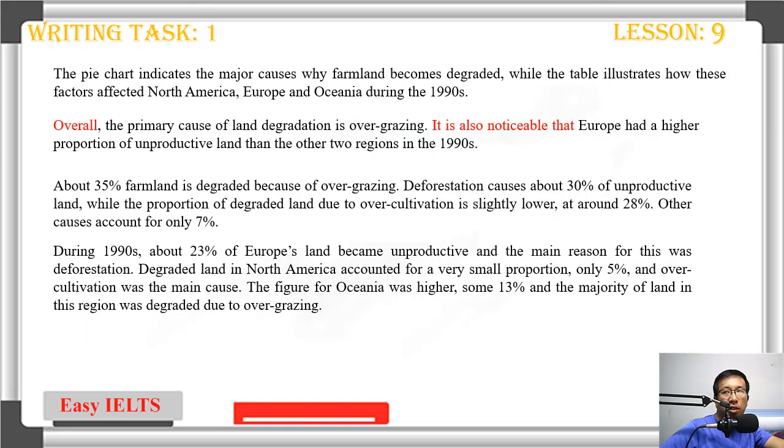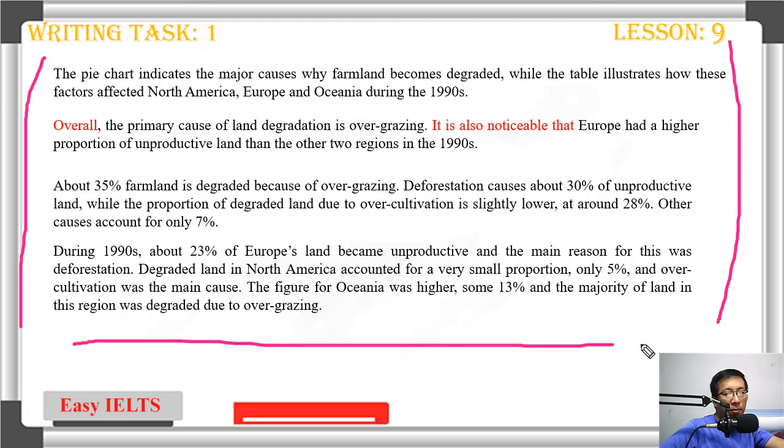So now we have the entire essay. Once again, you have to pause the video, write this down, read this a couple times, and then you will understand everything that I'm talking about. Okay, so this lesson is very short, so you have a good day.